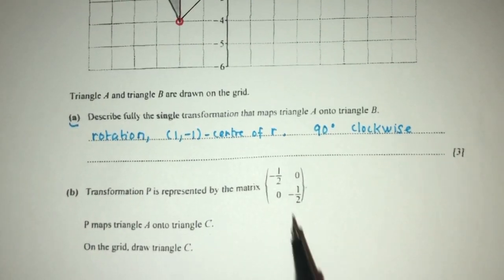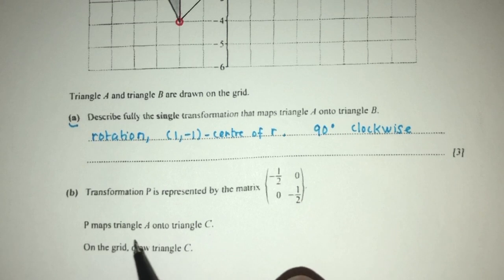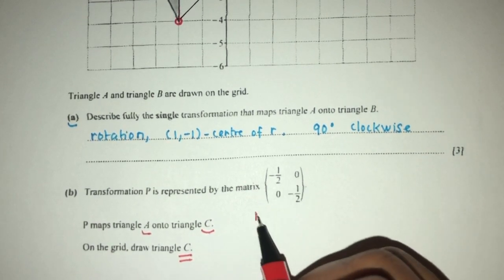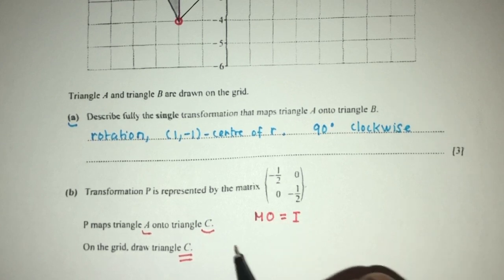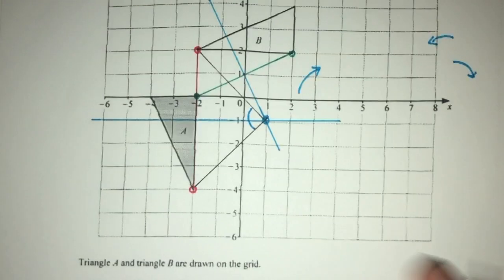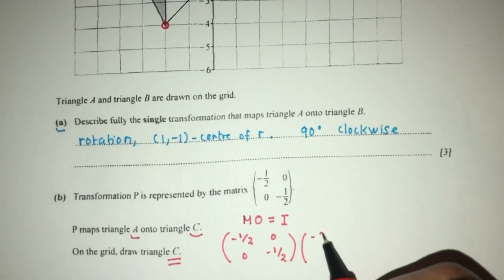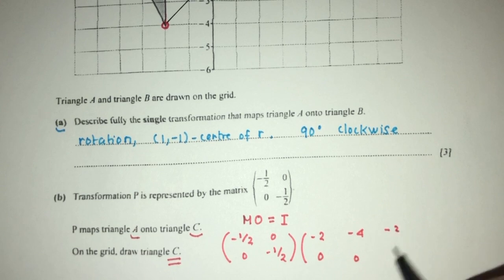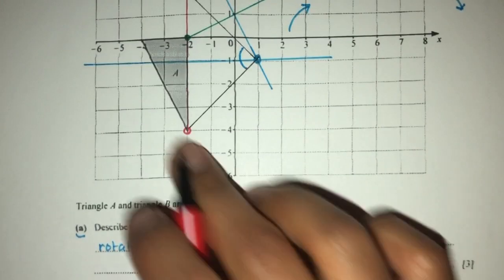So here we have the matrix P, sorry. And here it says that matrix P maps triangle A onto triangle C. We have to find the points of C. So pretty easy. We understand that matrix times object is equal to image. So the matrix is (-1/2, 0; 0, -1/2), times the object, which is triangle A. The points of A will be (-2, 0), then (-4, 0), then (-2, -4). These are the points given to you on this triangle. Now we have to solve one by one.